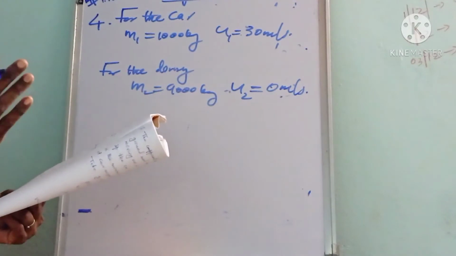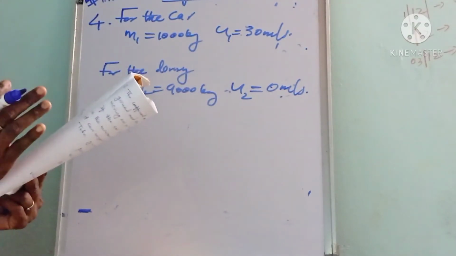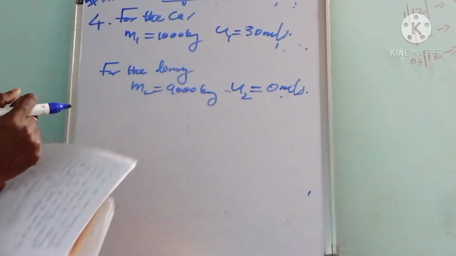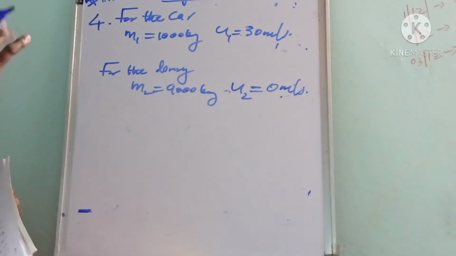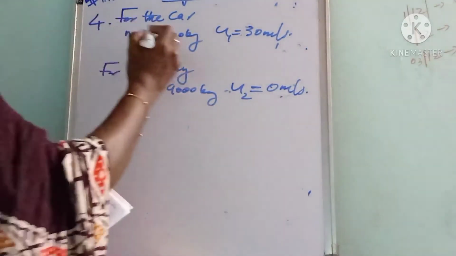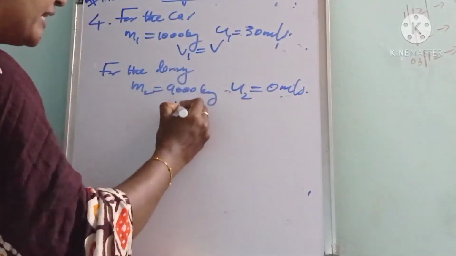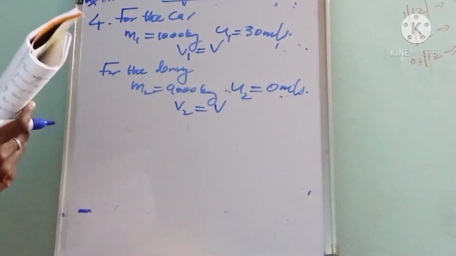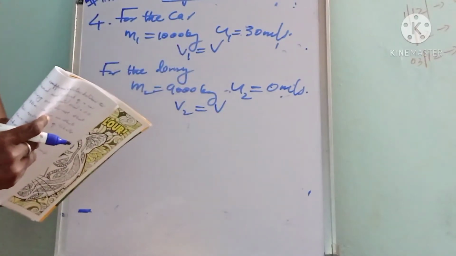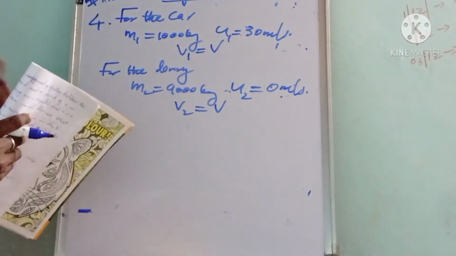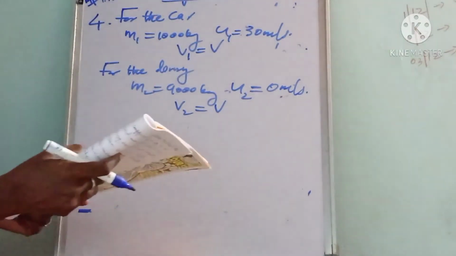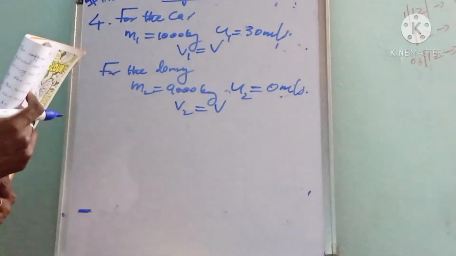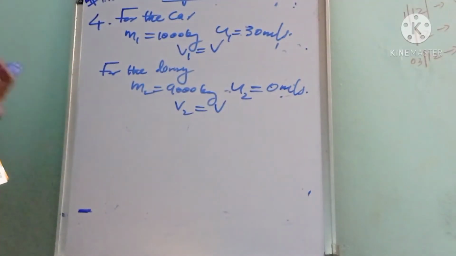Then we have to find the speed of the vehicles immediately after collision. They remain joined together, so the speed remains the same. The speed of the car is equal to the speed of the lorry after collision, because they remain joined together. So here V1 is taken as V, and V2 is also taken as V. Both the car and lorry join together, so they move with the same velocity after collision. Here also we can apply the conservation of momentum.